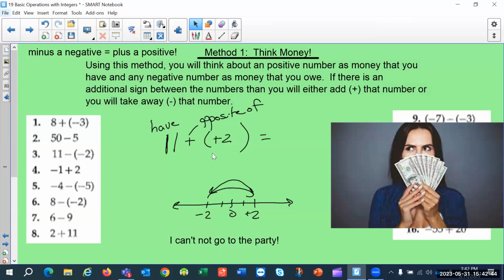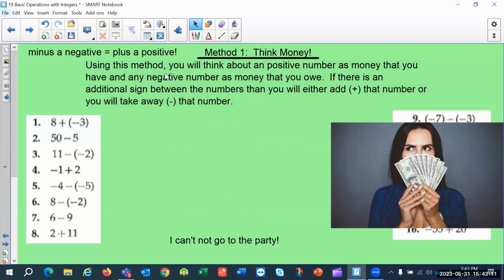So this is the negative of the negative, or the opposite of the opposite of 2, and it's positive 2. So the rule is, don't think too hard about it, but if you have minus a negative, just change it to plus positive. It's the same thing. So now we have $11 plus positive 2. We're at $13. No problem. 11 plus 2. Okay, so from here on out, we're going to move a little faster.